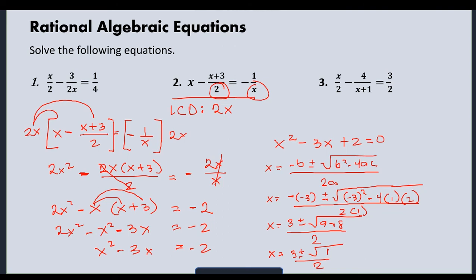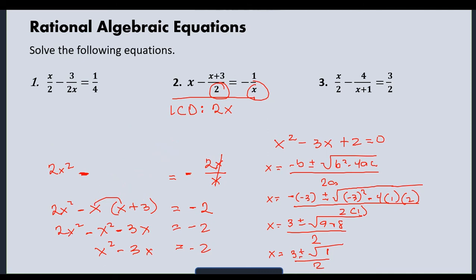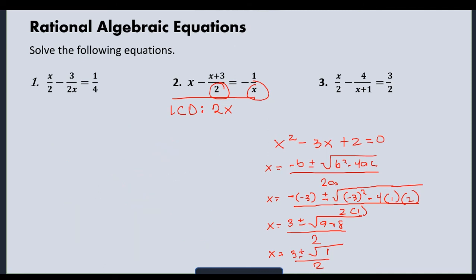Let's move here on the other side. I'll be erasing this stuff here so we could have some space. All right, continuing. Let's copy that one. So x equals 3 plus minus the square root of 1, all over 2. Remember that the square root of 1 is 1. So we can write that as 3 plus minus 1 over 2.